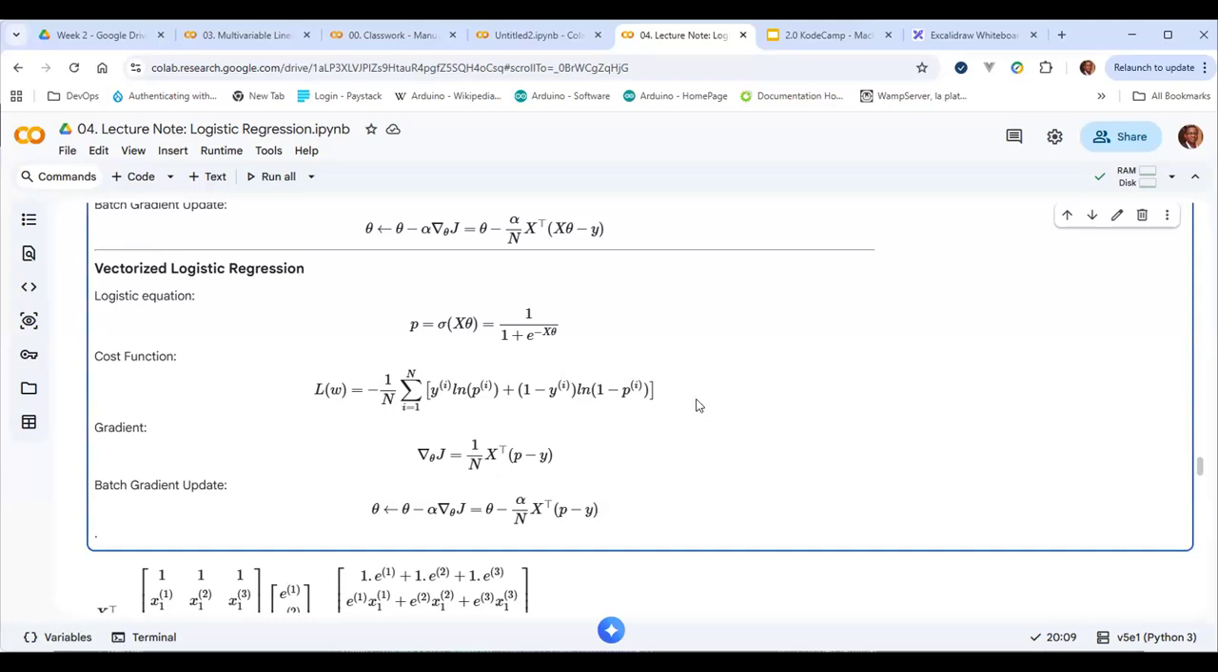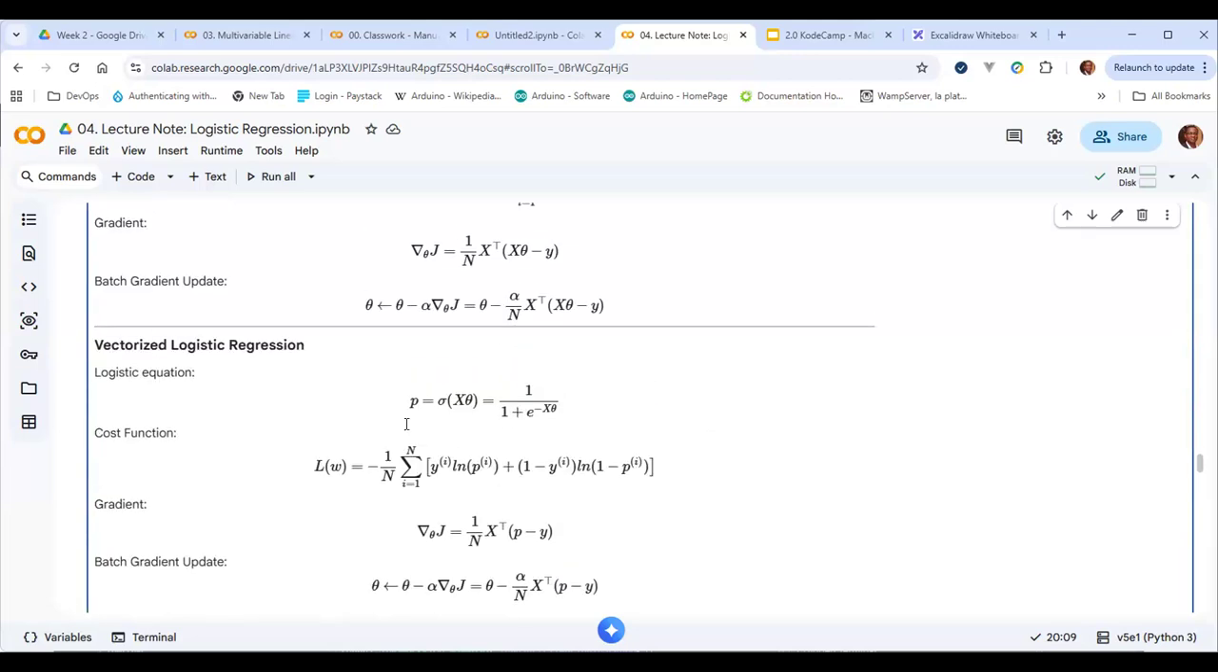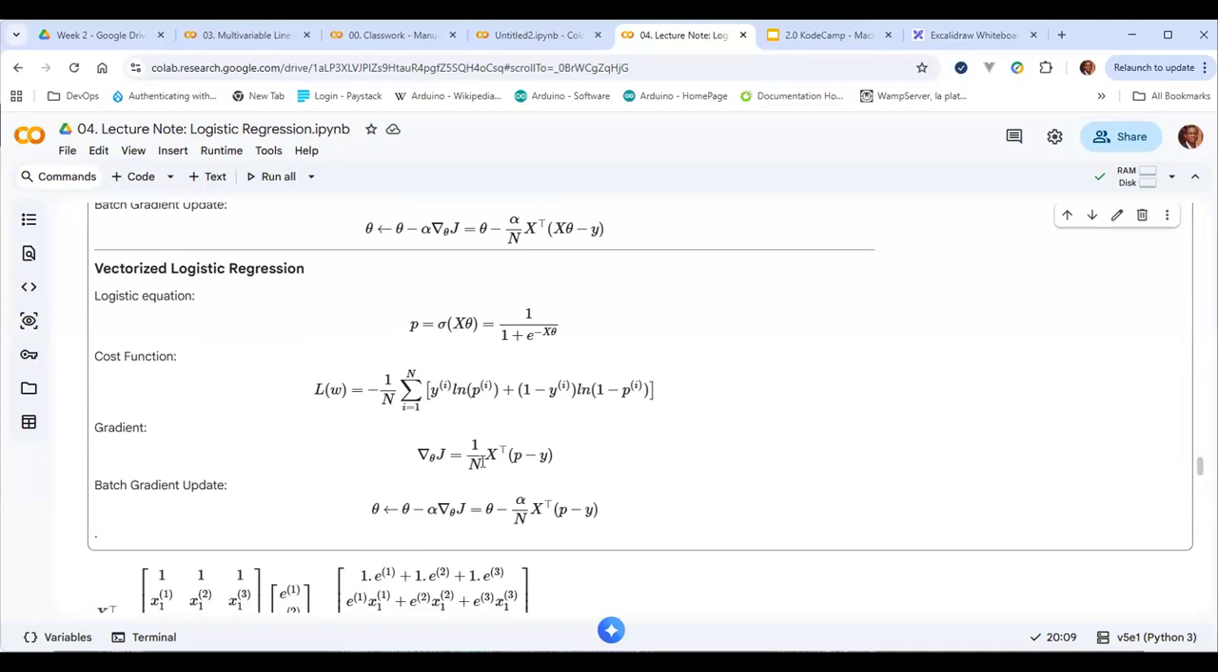And you can see that these are the only two differences. It has a different loss function. And secondly, you pass the linear combination through a sigmoid function. But the gradient equation is exactly the same.